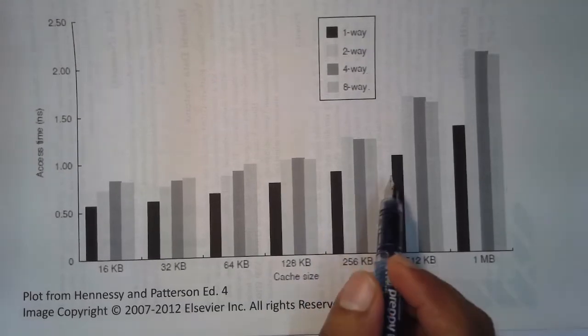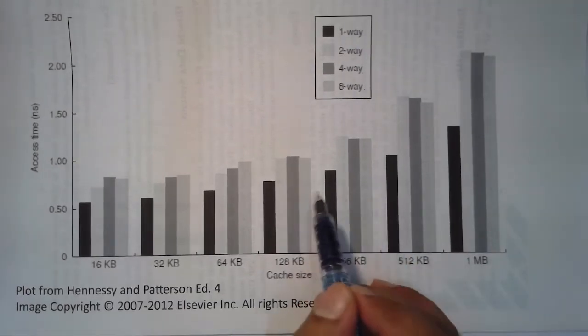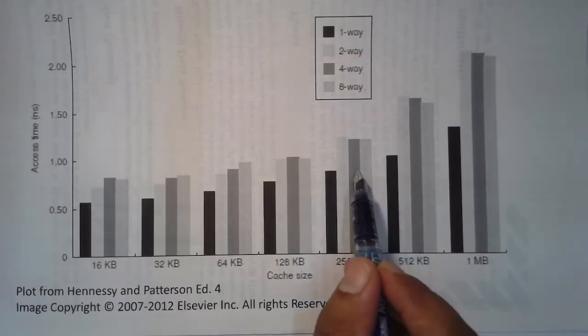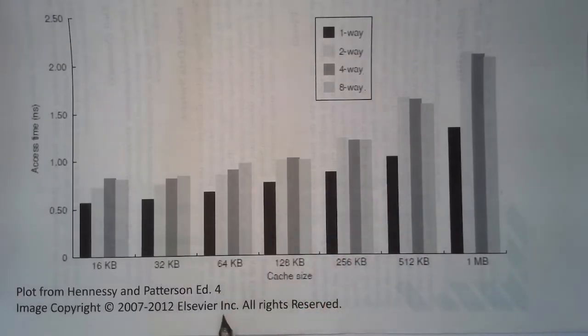Then as you keep on increasing the associativity, the access time almost remains in the same ballpark, and sometimes the access time increases a bit. All right. So you see that with increased associativity, the access time increases, because your tag matching etc. will take more time.